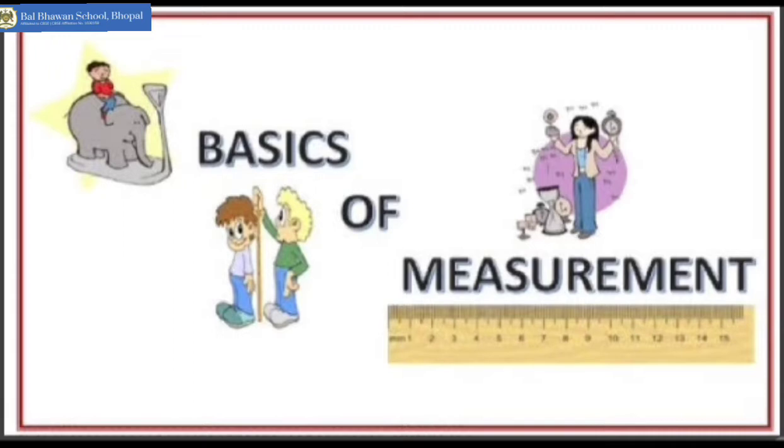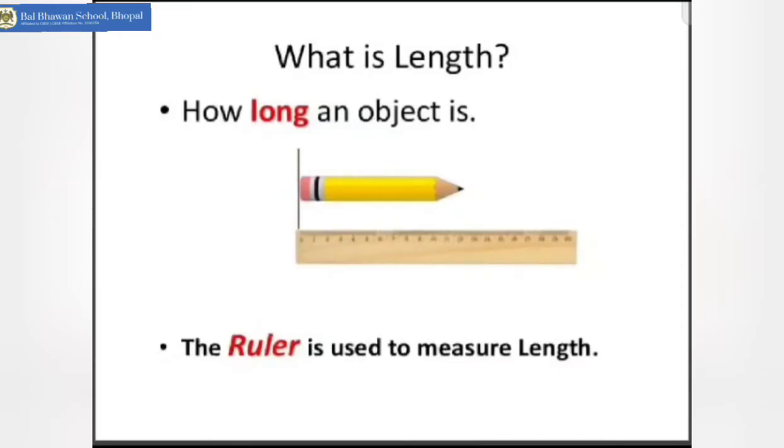Today let us learn basics of measurement. We are going to learn what are the basic rules of measurement, what are the tools of measurement of length, mass and capacity. A length tells us how long an object is. We can measure different types of objects present around us using different tools of measurement.